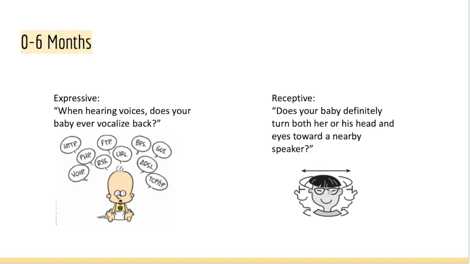An example of some of the questions asked to the informant on the REEL-3 include the following. For infants 0 to 6 months of age, an expressive question may look like, when hearing voices, does your baby ever vocalize back? While a receptive question would be, does your baby definitely turn both her or his head and eyes toward a nearby speaker?